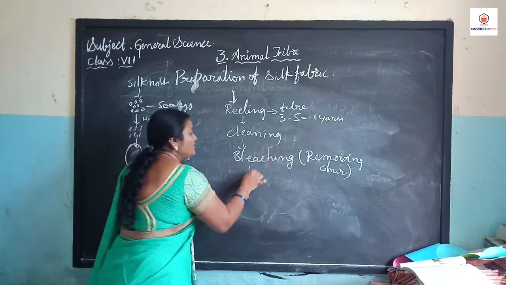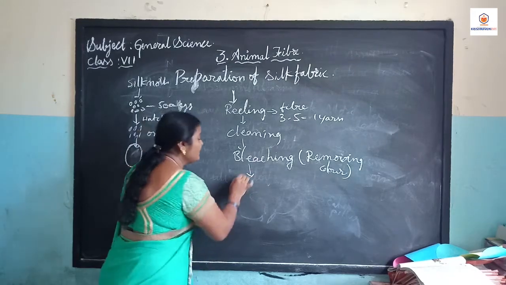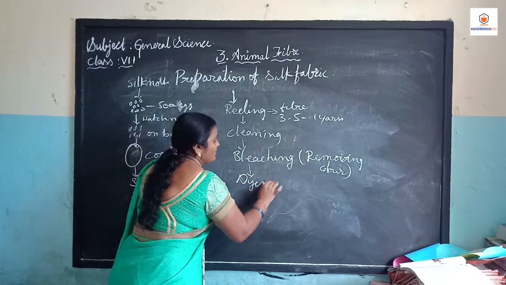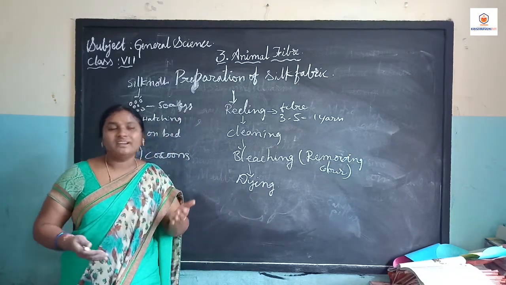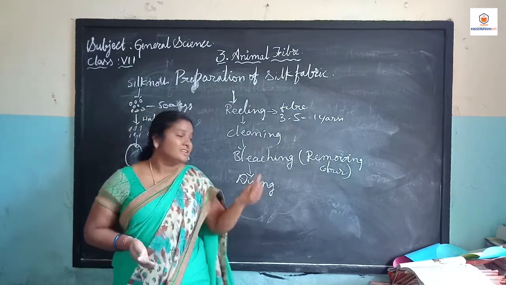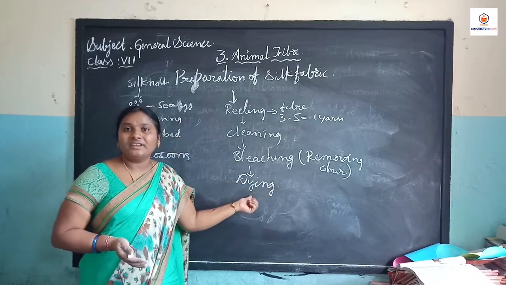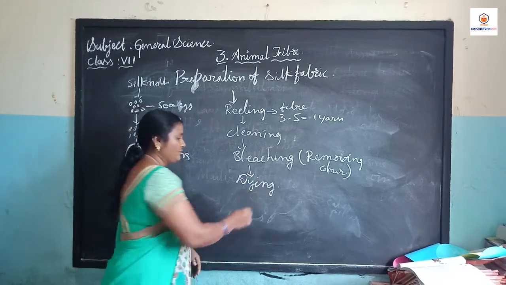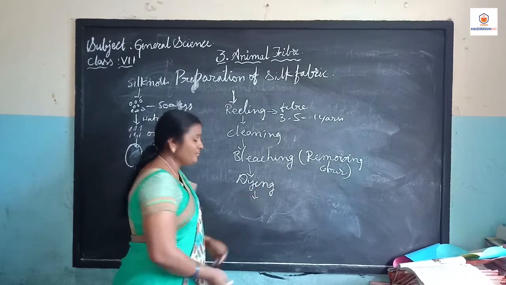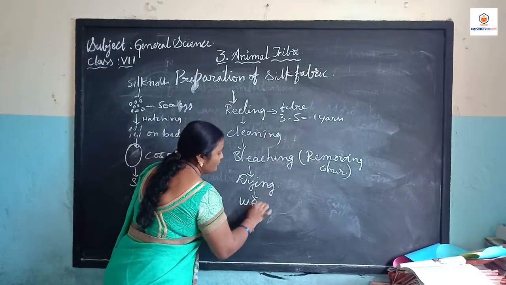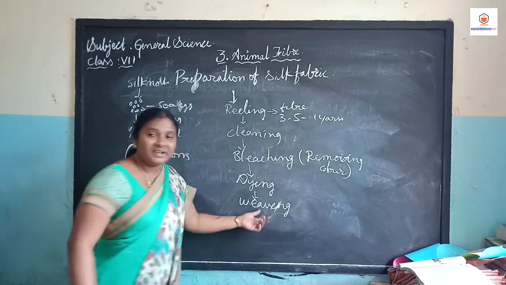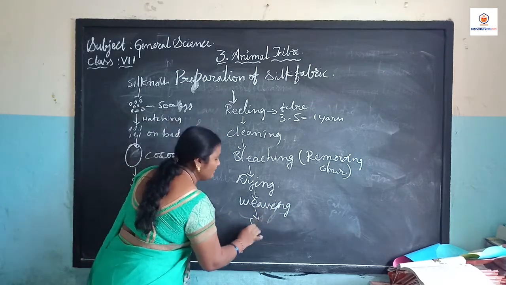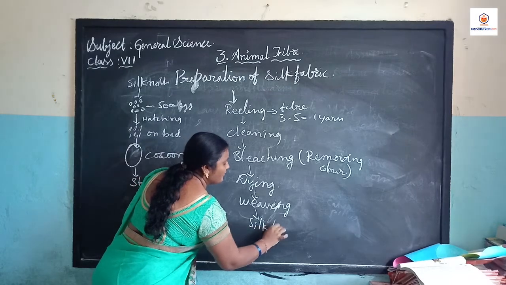After this, they send it to the dyeing centers. In the dyeing center, they add the wanted colors. So we get silk fibers in different colors. All these colors we get by dyeing of fibers. After this dyeing, they send it to the weavers. The weavers weave this fabric. By this weaving, we get silk fabric.